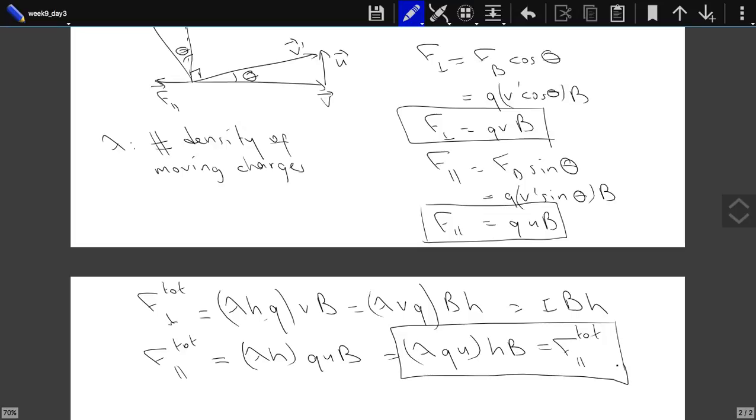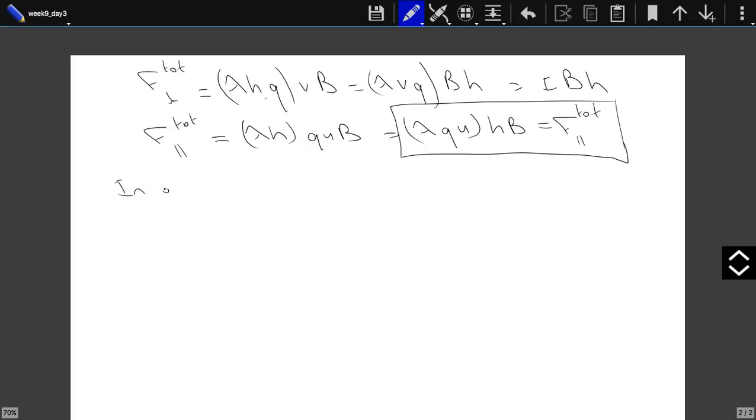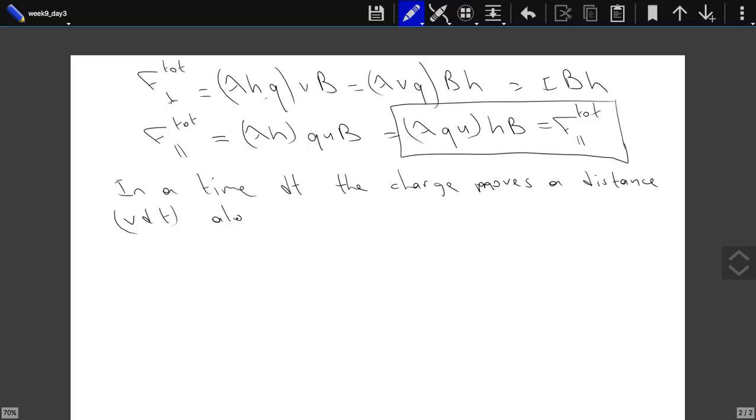So this should be the force that the battery is creating. Now let's look at the time dt. The charges move a distance v times dt along the wire, parallel to the wire. So the work done is F parallel total times v dt.